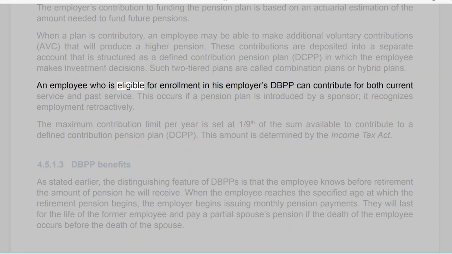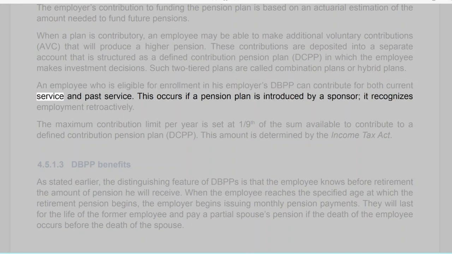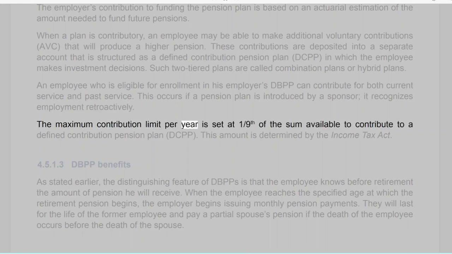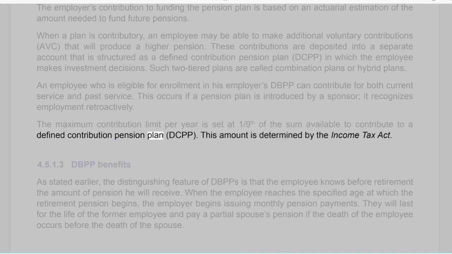An employee who is eligible for enrollment in his employer's DBPP can contribute for both current service and past service. This occurs if a pension plan is introduced by a sponsor, it recognizes employment retroactively. The maximum contribution limit per year is set at 1/9 of the sum available to contribute to a defined contribution pension plan, DCPP. This amount is determined by the Income Tax Act.